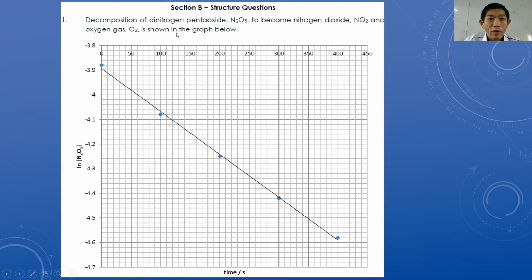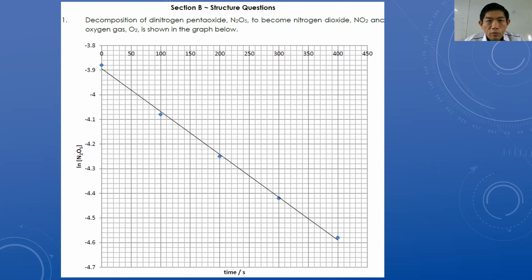And what you can also get from this graph is that you are able to calculate the gradient. So I will straight away show you how to calculate the rate constant here. All you have to do is get the gradient of the line. Once you get the gradient, you'll be able to calculate the rate constant for this reaction. Okay, so that is generally how you calculate the rate constant and also determine the order of reaction from this graph. So let's continue to the questions, shall we?